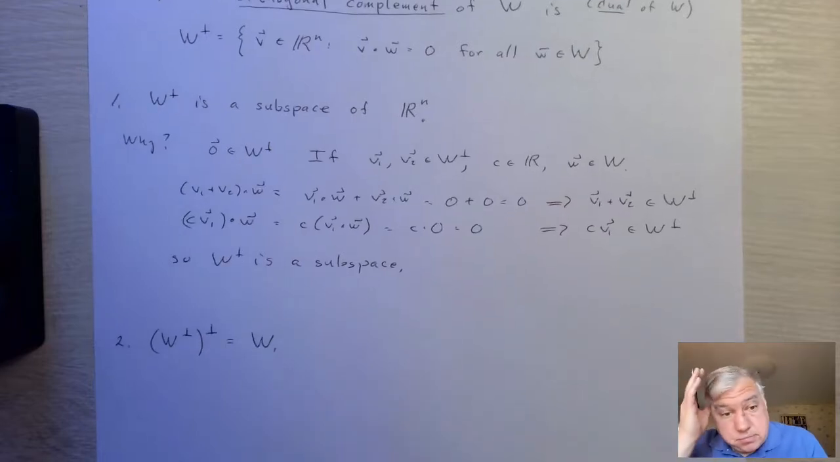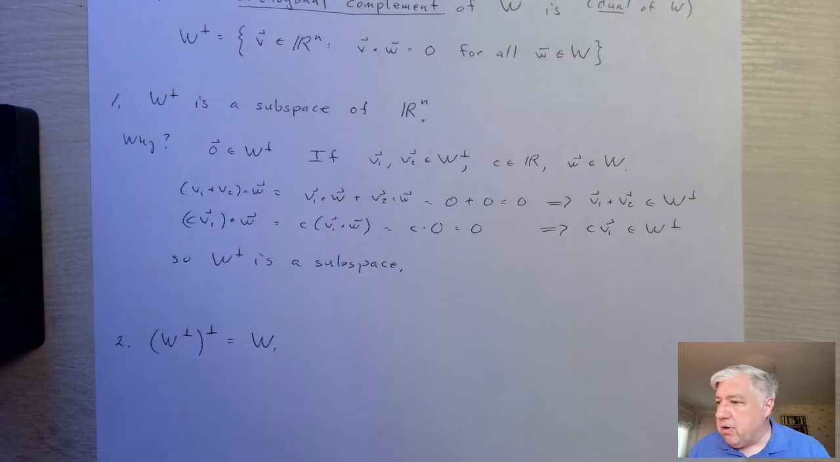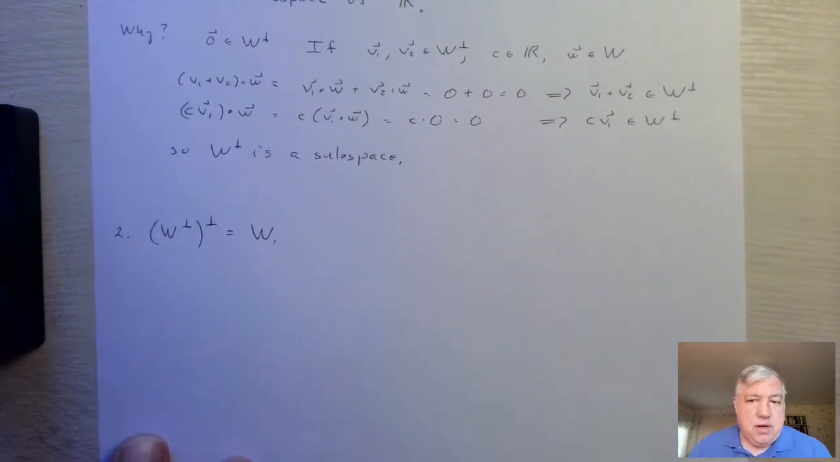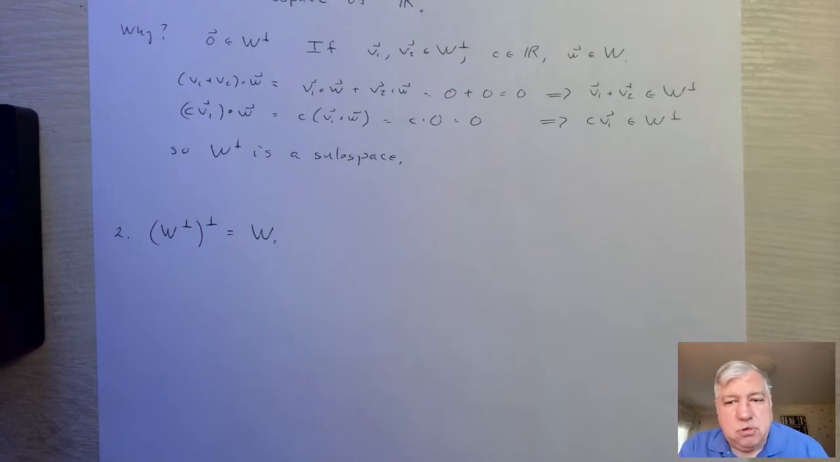All right. So now that we have that understood, we have this immediate fact here. Well, it's not so immediate, but it looks like it should be simple. It says the orthogonal complement of the orthogonal complement of W is W itself.